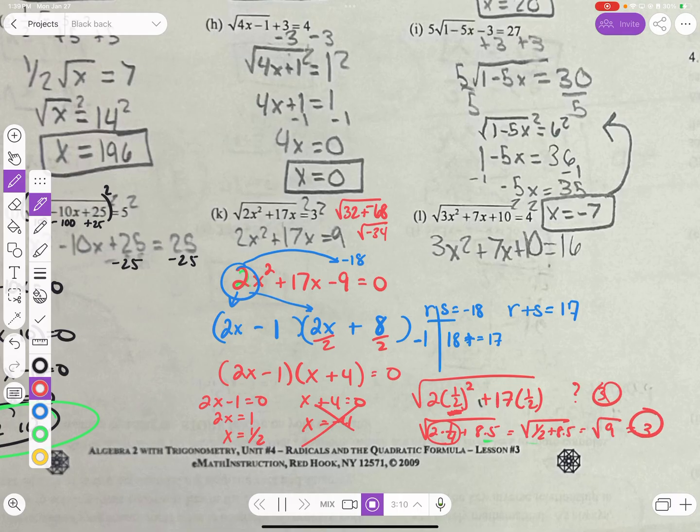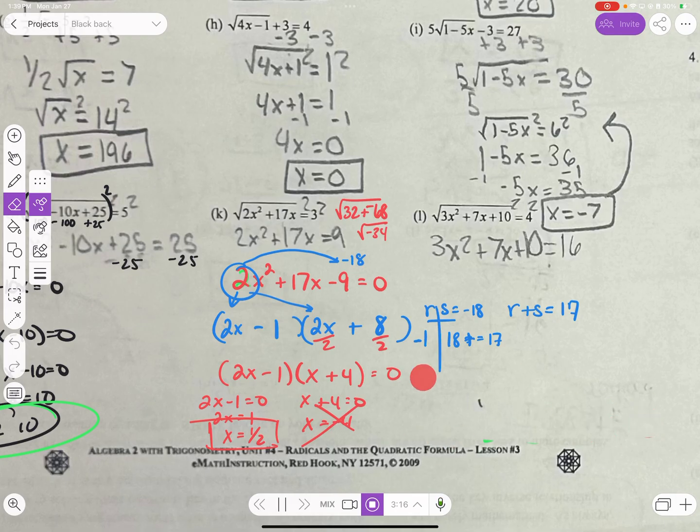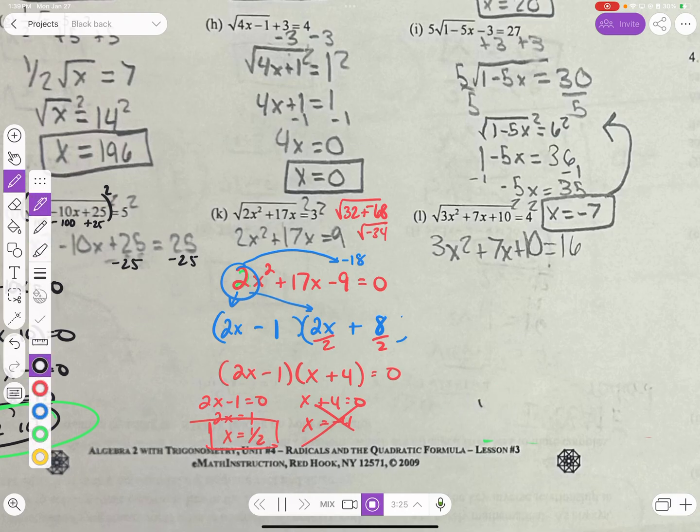It checks. So the half checked, but it looks like the negative 4 did not. Real quick, I'm going to do this with the quadratic formula because lots of students aren't good at factoring. So don't be upset if you're like, oh, that factoring is so hard. Let me show you with the quadratic. 2x squared plus 17x minus 9 equals 0. Here's my A, here's my B, here's my C.